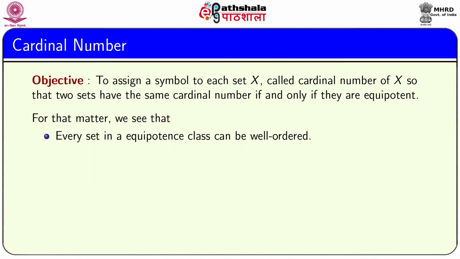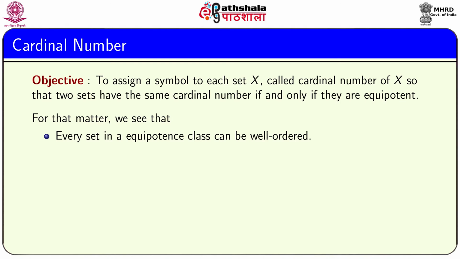Now, let us once again think what we want to do. Our objective is to assign a symbol to each set X, called the cardinal number of X, so that two sets have the same cardinal number if and only if they are equipotent.